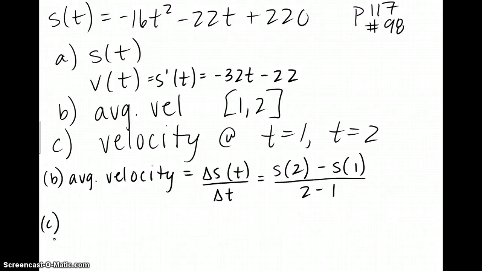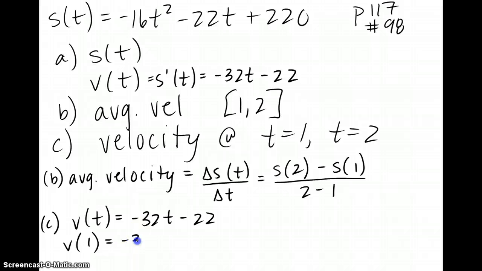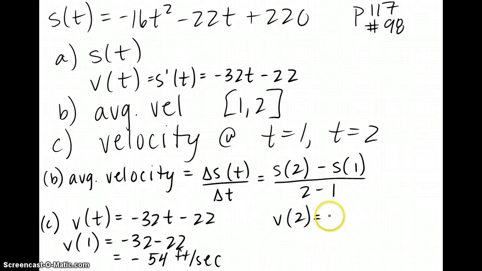And then part C, find the velocity at 1 and 2 seconds. Well, we found the velocity function to be negative 32t minus 22. So the velocity at 1 second would be negative 54 feet per second. The velocity at 2 seconds, that would be negative 64 minus 22, so negative 86 feet per second.